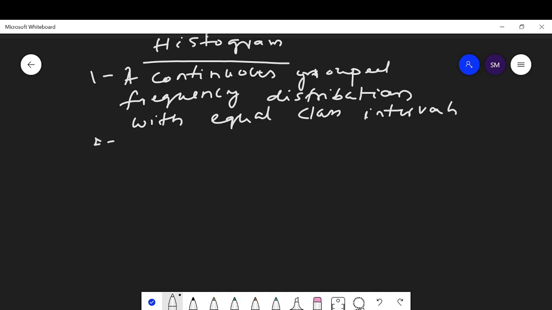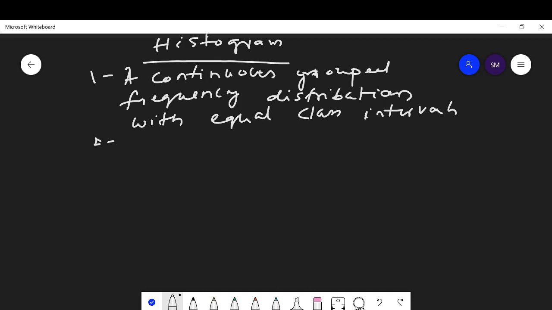And the second point, a continuous grouped frequency distribution may be on equal class intervals. But the third point says the frequency distribution in which midpoints of class intervals are always given, and the grouped frequency distribution in which class intervals are given in inclusive form. Let us take an example.